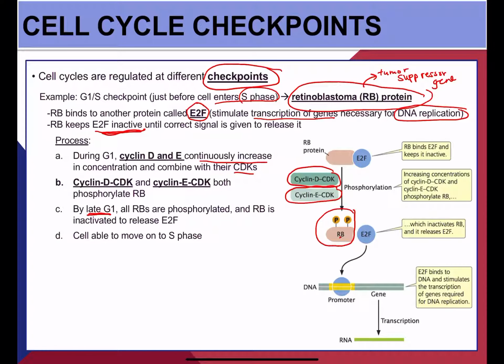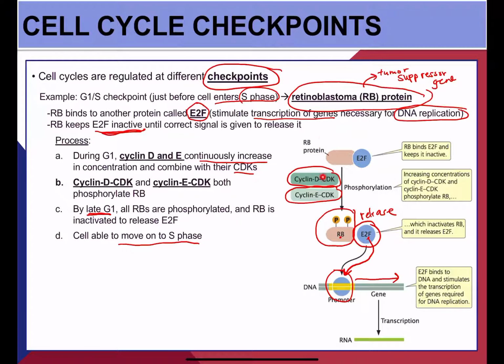And once RB is inactivated, it releases the E2F protein, and that protein can now act maybe as an enhancer that will activate the promoter region and stimulate transcription of particular genes that are important for DNA replication, okay. So once those genes are expressed, you have all those proteins and enzymes made ready for DNA replication, and the cell is able to move on to S phase. That's why without E2F, these genes will never be transcribed, and hence all the things necessary to start DNA replication won't start, okay?